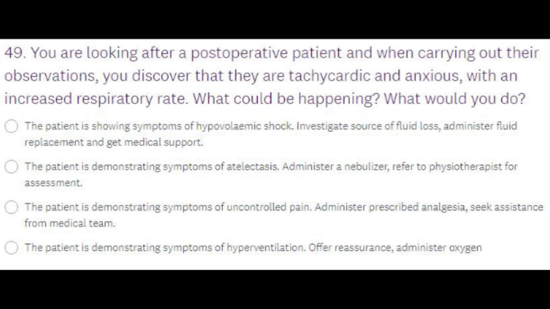Option C, the patient is demonstrating symptoms of uncontrolled pain. Administer prescribed analgesia, seek assistance from medical team. Option D, the patient is demonstrating symptoms of hyperventilation. Offer reassurance, administer oxygen. So you got 4 different types of options here. What could be happening? And what would you do? It's a serious question and a serious answer. Option A is the right choice. The patient is showing symptoms of hypovolemic shock. Investigate source of fluid loss. Administer fluid replacement and get medical support.